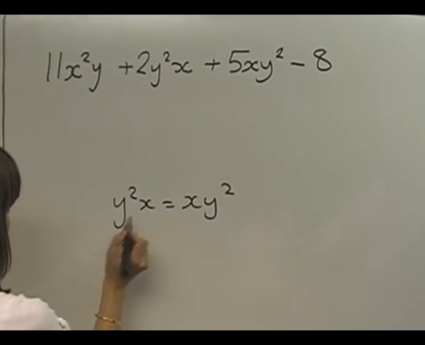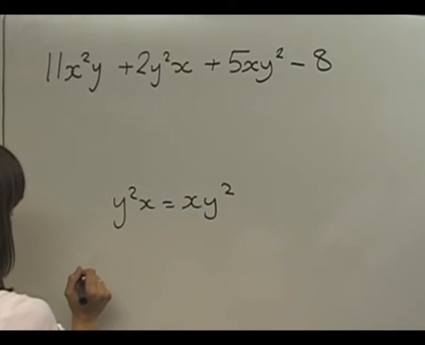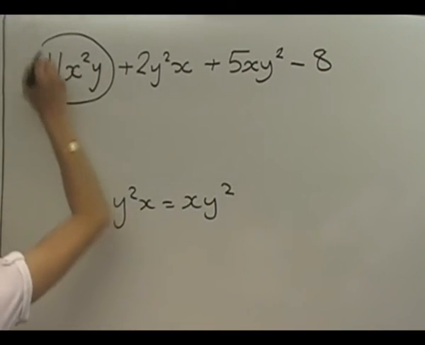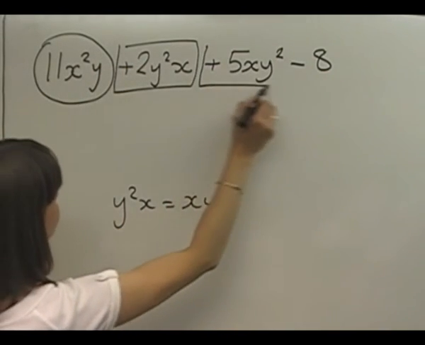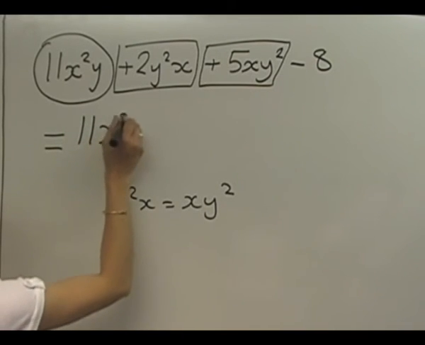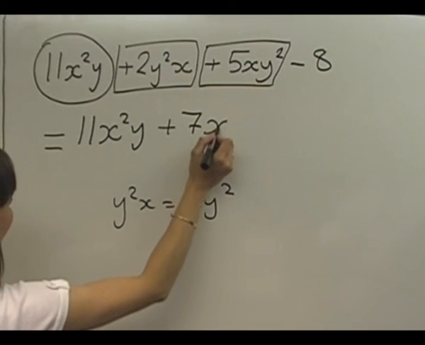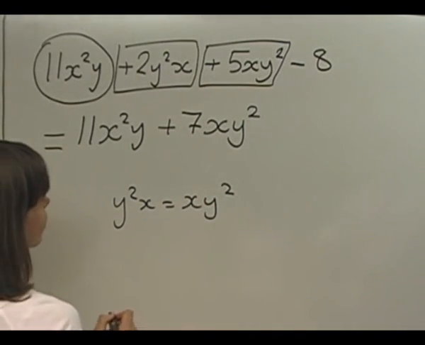So y squared x is y times x, and xy squared is x times y, so they are the same thing. So let's circle the terms that we can simplify. Put a circle around 11x squared y and put boxes round y squared x and xy squared, and leave the other thing on its own. So overall we've got 11x squared y, add 7. You can either write xy squared or y squared x and take away 8.